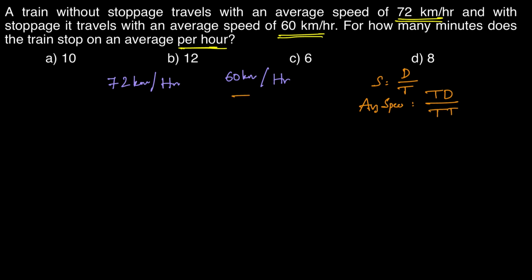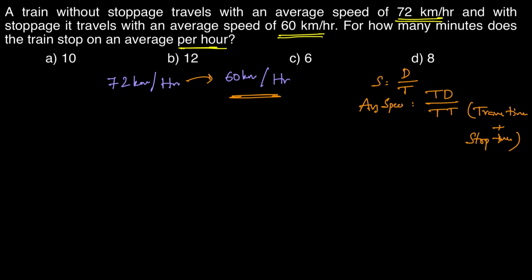So in the second scenario, there is travel time and idle time, nothing but stoppage time. So in the denominator, you have total time period, which includes the travel time plus stop time. Because the denominator is getting increased because of stoppage time, the overall average speed got reduced from 72 kilometers per hour to 60 kilometers per hour.